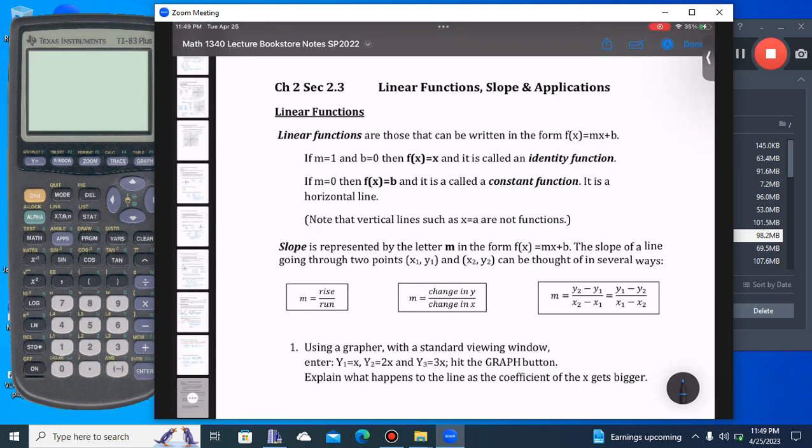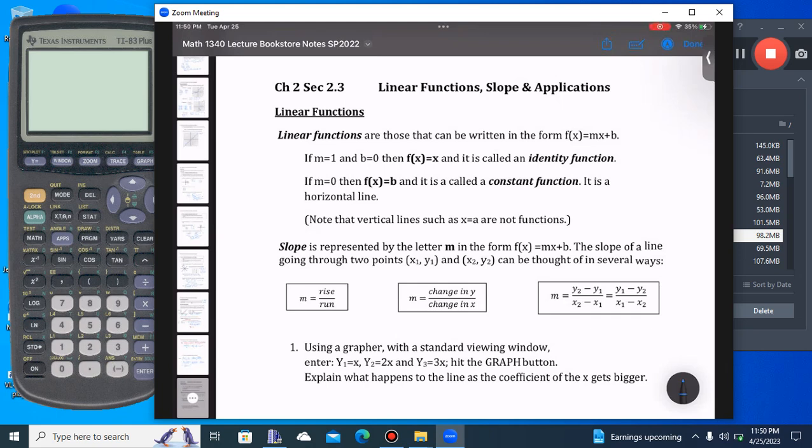If m is 1 and b is 0, then you get f of x equals x, which we call the identity function. It's just a straight line where x and y are always the same values. If m is 0, then you get f of x equals b, which we call a constant function. So, a horizontal line, and no matter what x is, your function value is always the same. Note that vertical lines are written as x equals a, and are not considered functions. Definitely not linear functions.